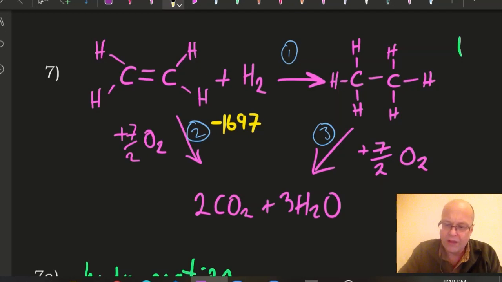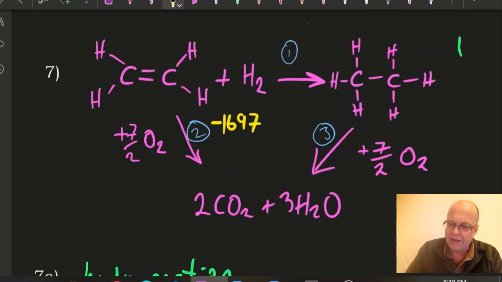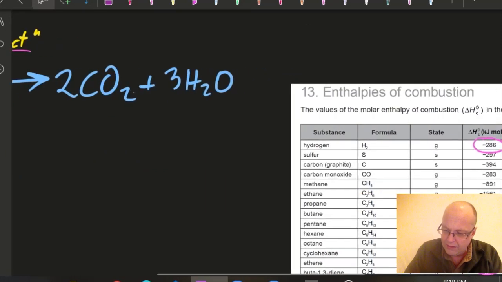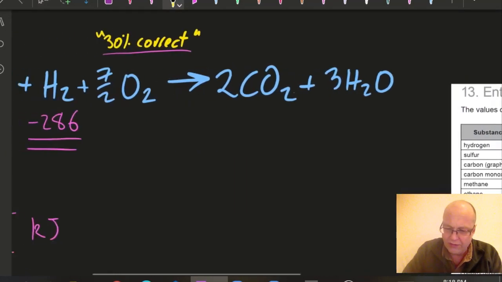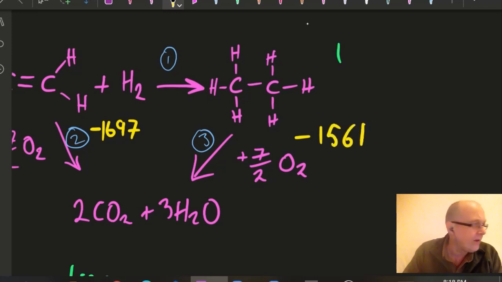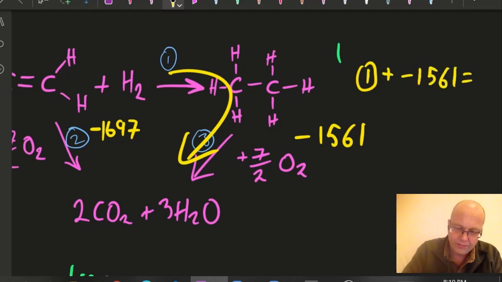So I'm going to do the clockwise arrows equal the anti-clockwise arrows, but it seems that I need a value for step 3, which is the combustion of ethane, but that's okay. I can just look that up in the table. Then I have step 2 and I have step 3. So ethane is minus 1561. Strange they didn't tip me off that I had to do that. So that's minus 1561, is that what I said? Yeah. Okay, so now I've got 1 plus 3. So it's going to be reaction 1 plus 3 equals that way round. So clockwise equals anti-clockwise.